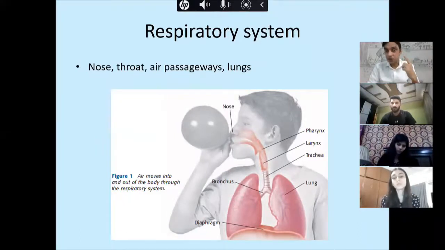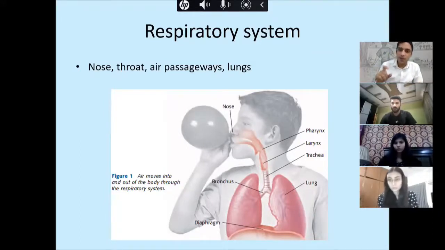And the last but not the least, which I might be asking, what are the different diseases associated with that system? So for the respiratory system, we need to know it consists of the nose. It starts from here. We take our nose very much for granted.